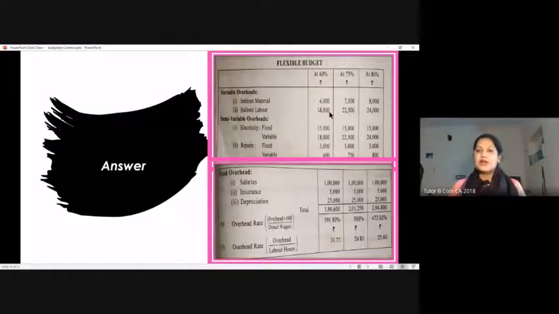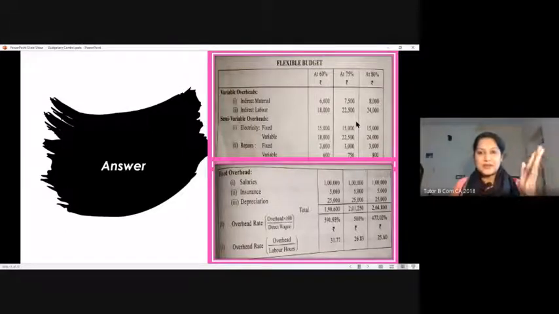Same is the case with indirect labor. How do we go with 22,500 for 75%? Now we need to find out for 60% and 80%. Things are very simple. Just listen to me very carefully. So we are given 22,500 for 75%. Now we need to find out what will be the cost structure if our production capacity is reduced by 15%, that is at 60%.